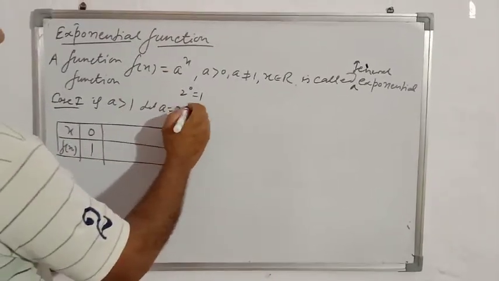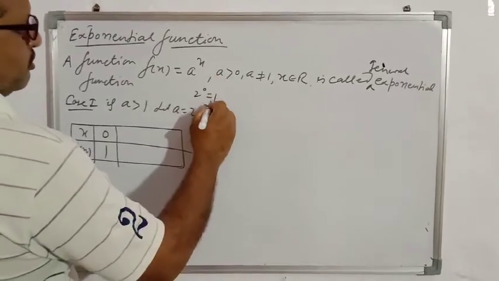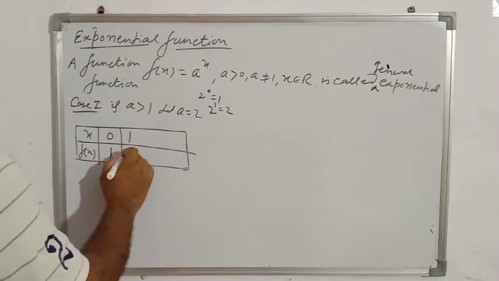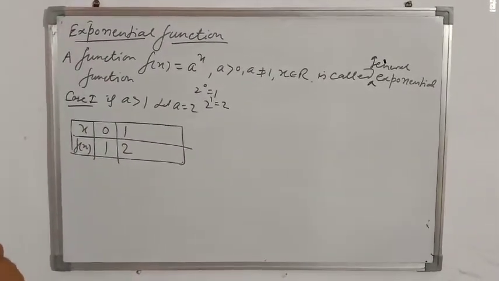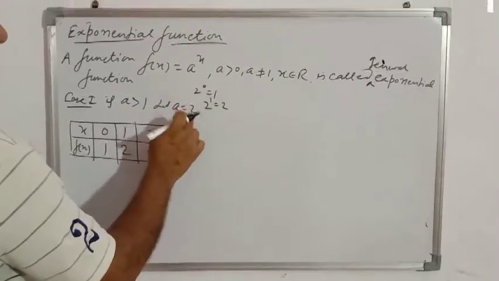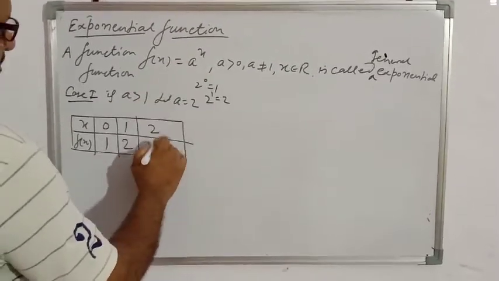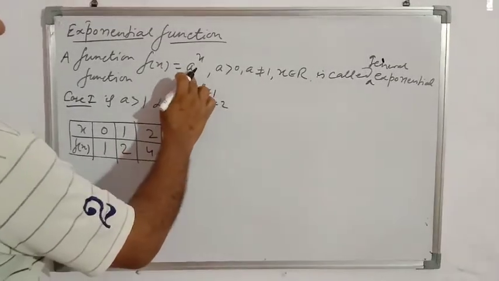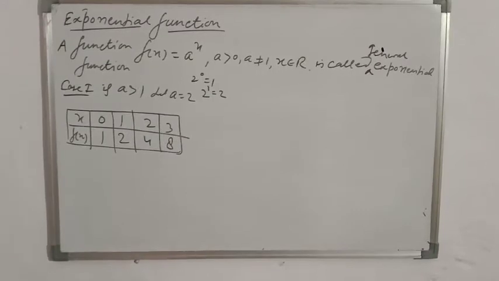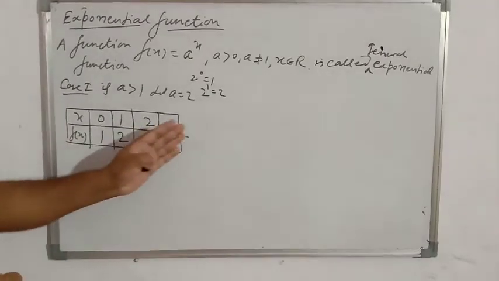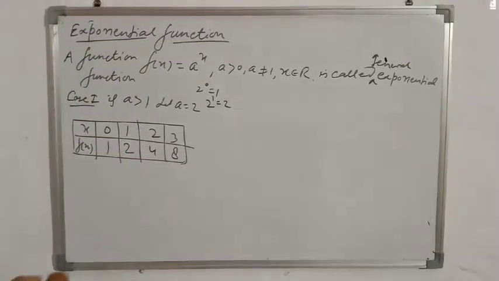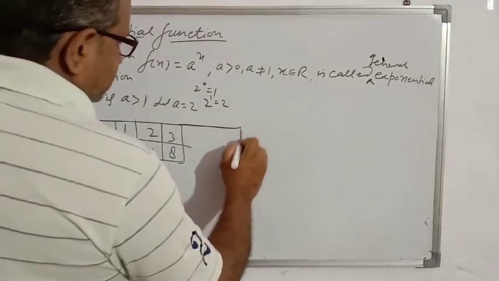If x is 1, a is 2, 2 to the power 1, it will be 2. Take x equal to 2, so 2 to the power 2 is 4. x is 3, so 2 to the power 3 is 8. We see that as x increases, f(x) also increases.